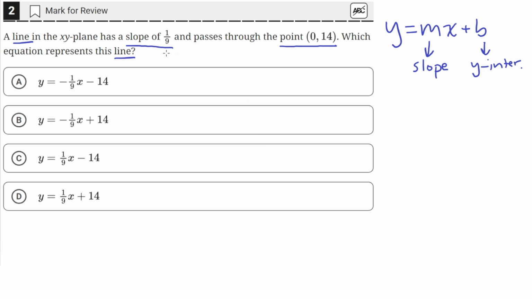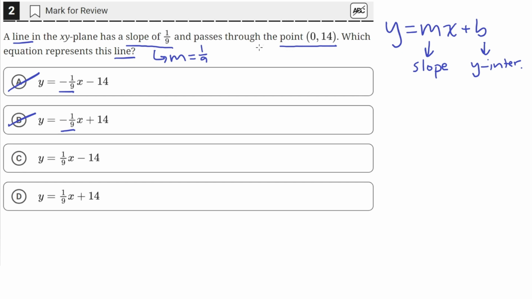So the problem statement tells us that this graph of the line has a slope of 1/9. So that means our m value should be 1/9. And if we look at our answer choices, answer choice A and B are incorrect because they're saying that the slope is negative 1/9 when it should be 1/9. So we have to choose between C or D.